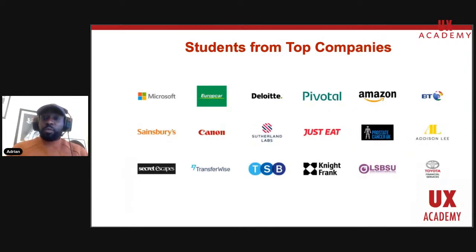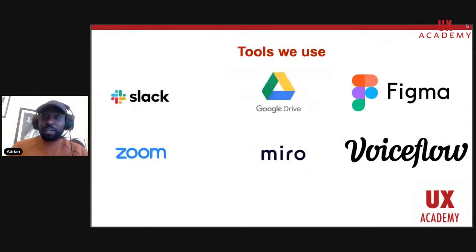Now, with UX Academy, we have students that come either from top companies to train with us, or they graduate from UX Academy to go on and work at top companies. I'm sure you can recognize some of the logos on the screen, from Microsoft to Europcar to Amazon to BT to TSB to TransferWise and so on and so forth.